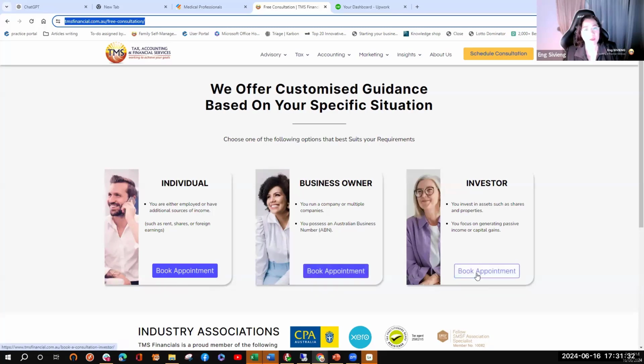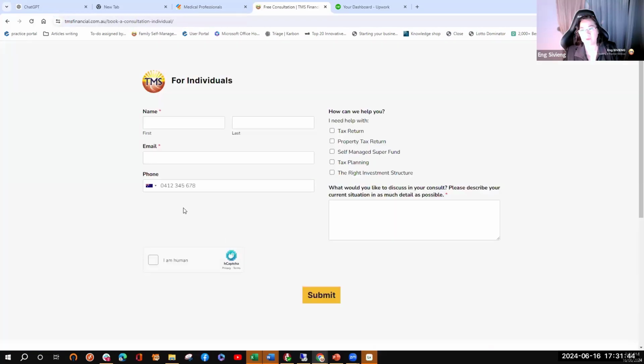Or if you are an employee, but you have rental property, shares, or other investments, so you are an investor, you click on that and then you book an appointment, fill in your details, and tick off all the services that you require from us. The one that I really encourage you to do now is tax planning and tax return, because if you come and do the tax planning now, it will help you get a lot of tax refund for this financial year.